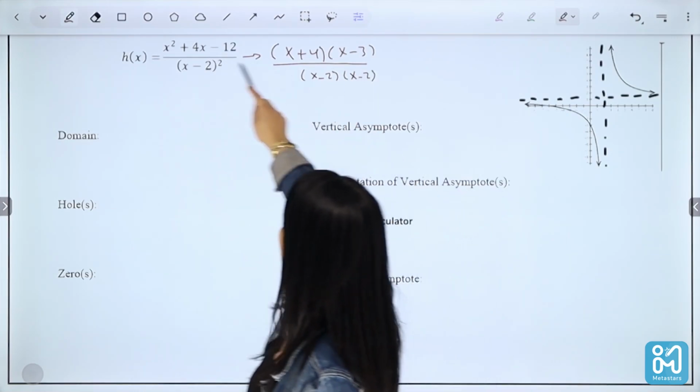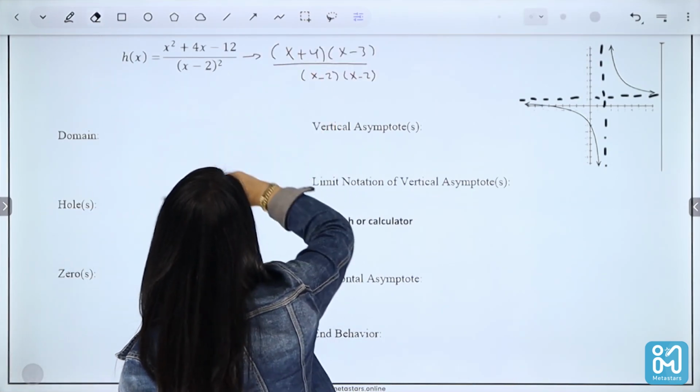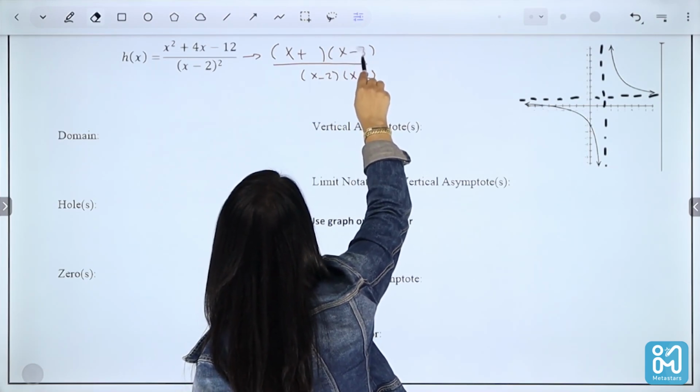Actually, not. I need to get two numbers that when I multiply give me negative 12, and when we add give me 4. So actually it's 6 and negative 2.